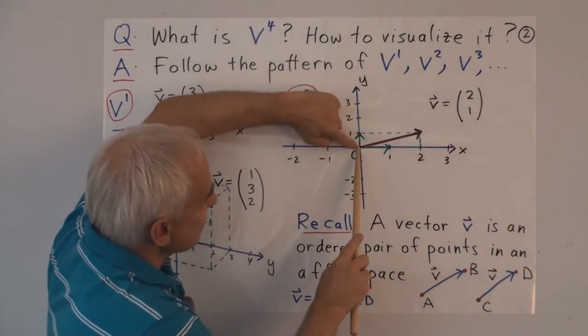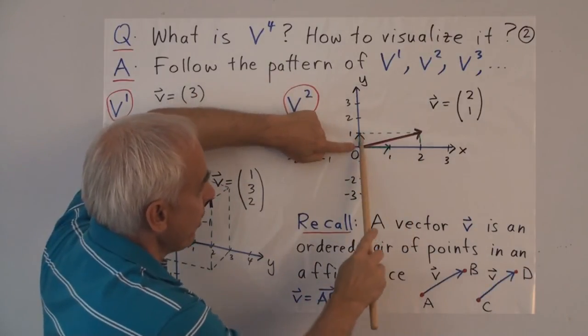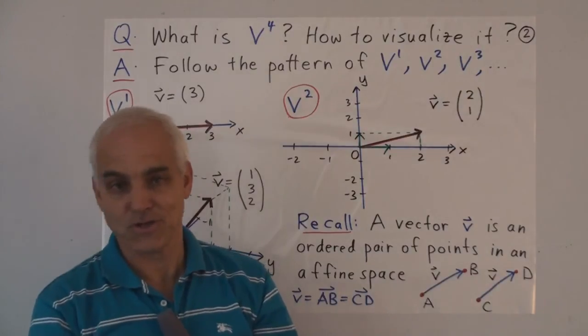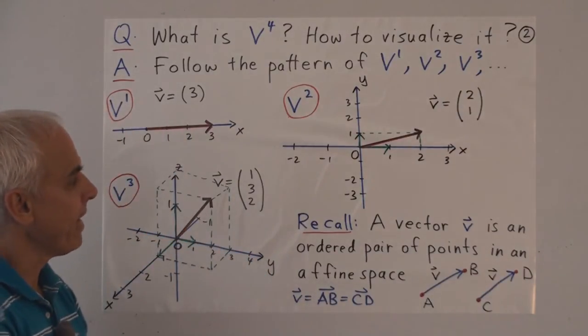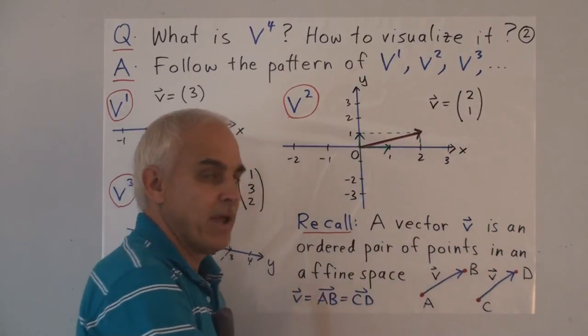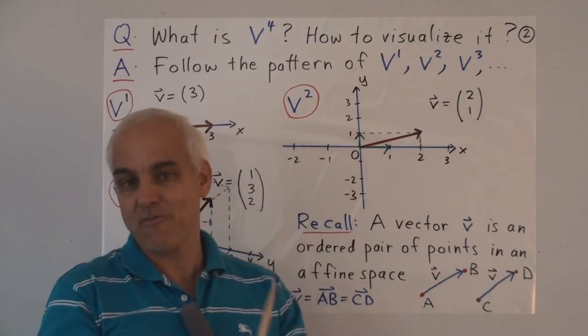So this vector from this point to this point has coordinates 2, 1, and it's represented by a column vector with entries 2, 1. This notation really represents the vector, not so much a point, but rather a displacement or a pair of points.